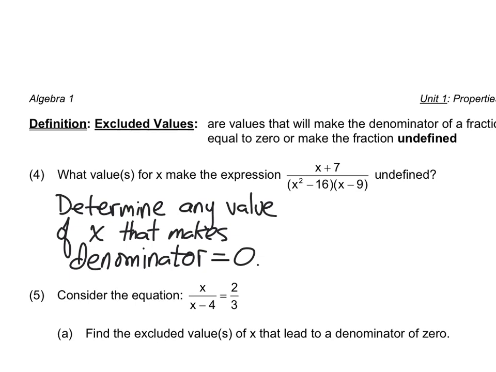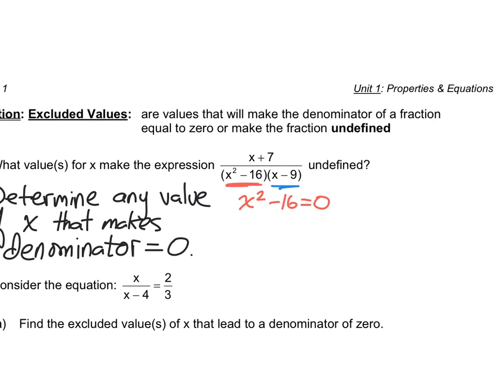All right. So when you're dealing with multiplication, that could happen if this factor is equal to 0, and it could happen if this factor is equal to 0. So what I'm going to do is figure out what x value is going to make x squared minus 16 equal 0. So I'll do x squared minus 16 equals 0. And I'm also going to do x minus 9 equals 0.